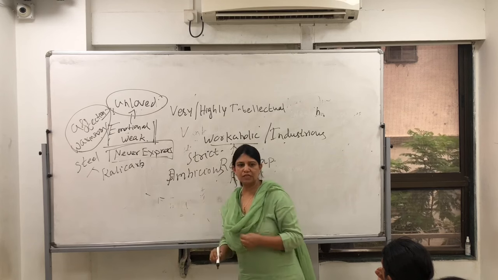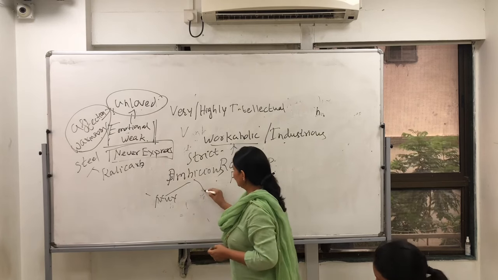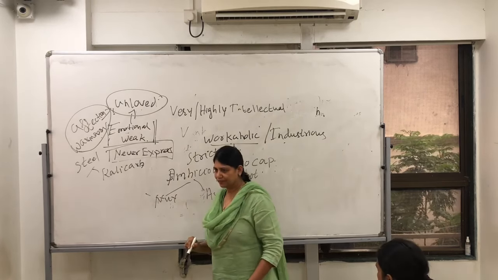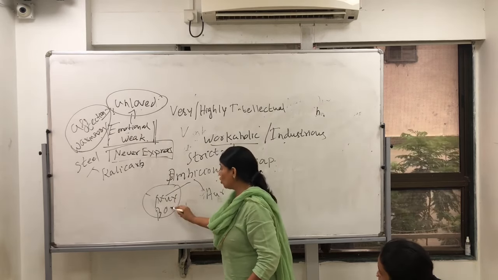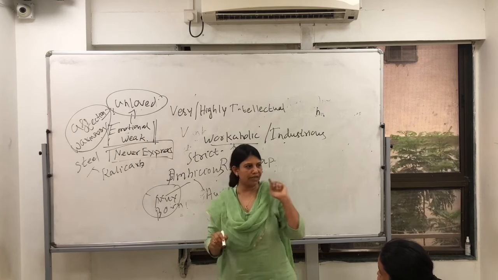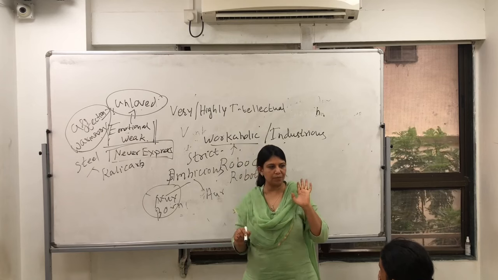Now we have two remedies for the ambition. One is Nux vomica, and second is Arum Met. What is the difference? Born leader. Nux vomica is a born leader. Both the medicines are born leaders. If you don't have a leadership quality, you could not become a successful person. You need a leadership quality.